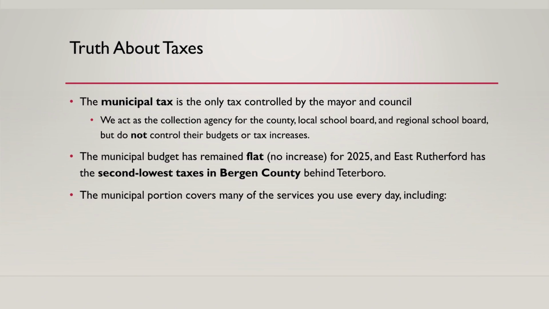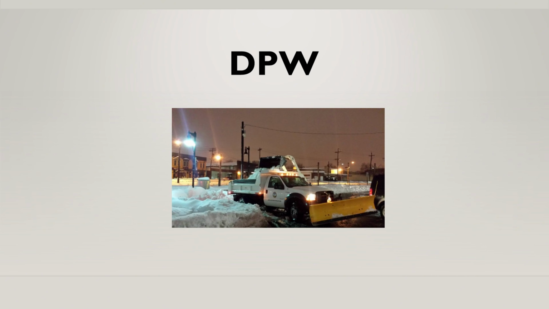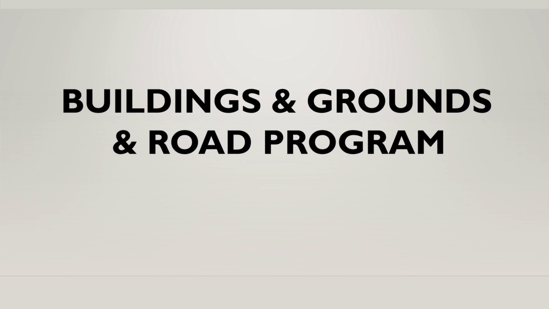Now remember, the only portion that the mayor and council have control of is the municipal tax. By keeping this low, we have ensured that East Rutherford has the second lowest taxes in Bergen County. We act as the collection agency for the other taxes like school and county, but we do not control their budget or spending. The municipal portion covers the following: police, fire department, DPW, recreation and sports, buildings and grounds, and the road program. For the average taxpayer, this comes out to less than $200 a month.